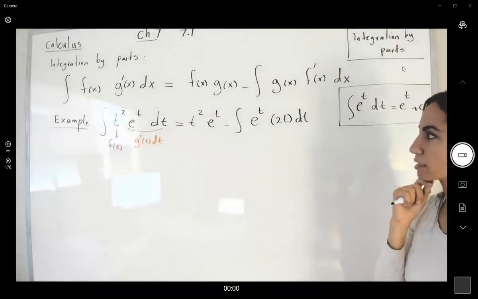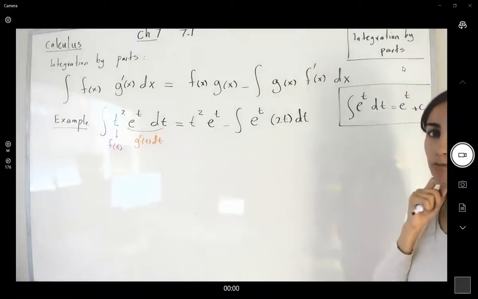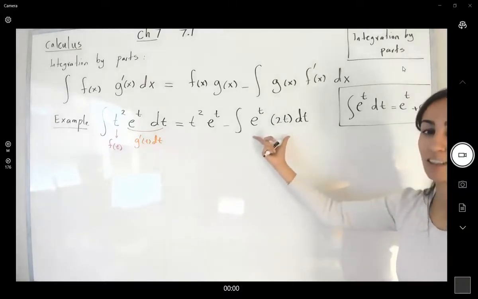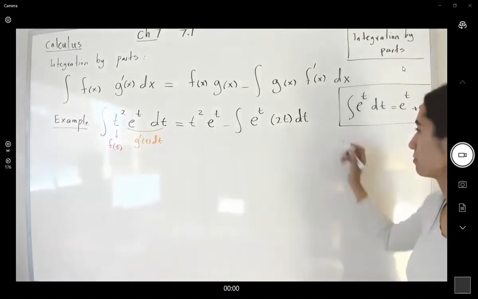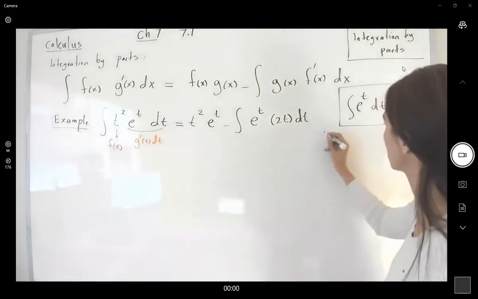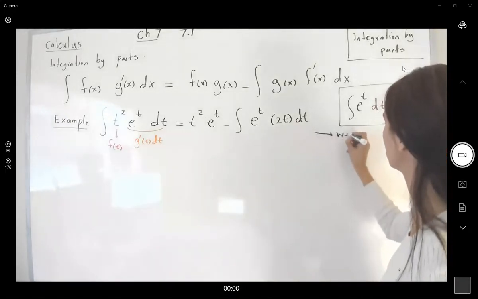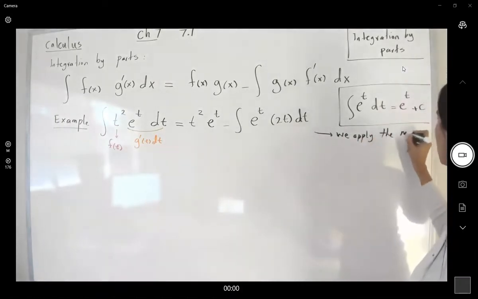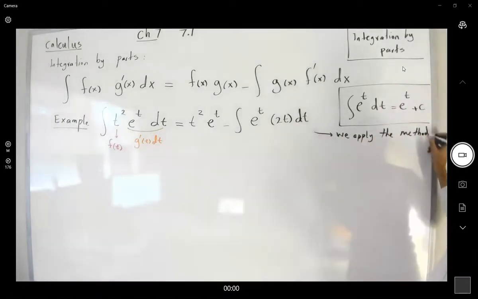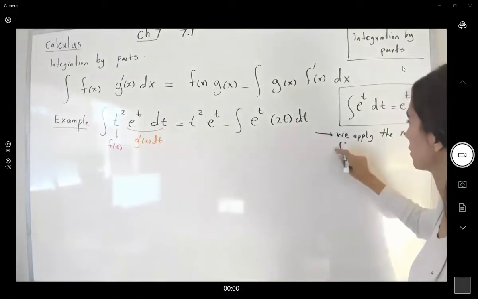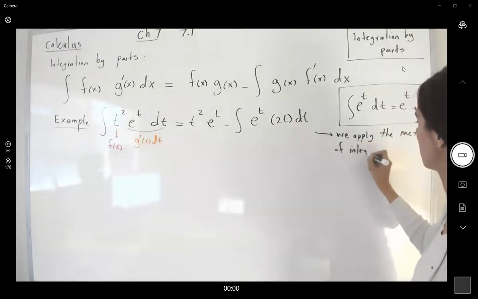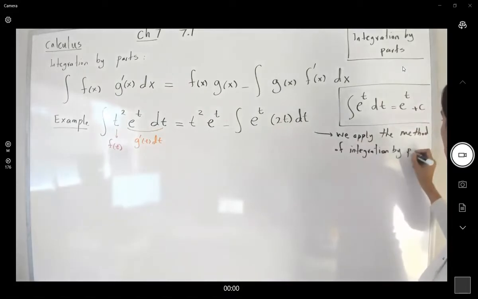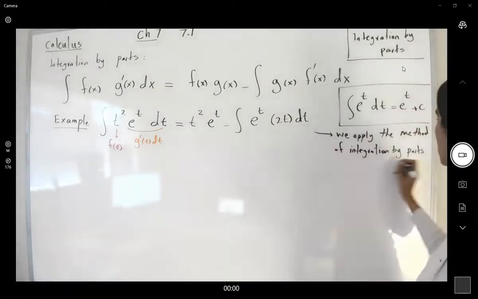You should be asking, can I apply integration by parts for this integral? The answer is yes. So we apply the method of integration by parts again.